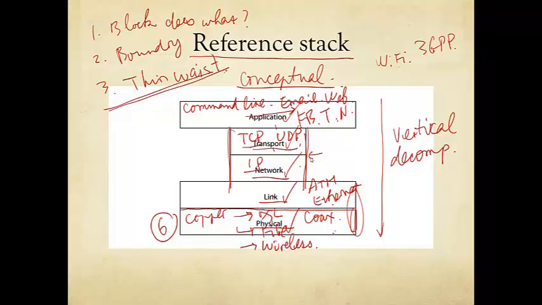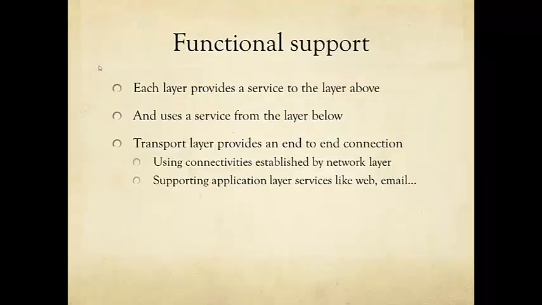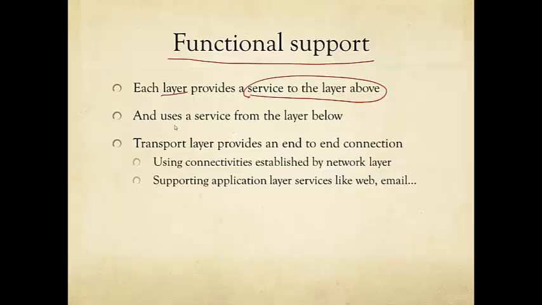Now let's go back to questions 1 and 2. What does each block do, and what is the meaning of this boundary? Each block provides basically the following kind of functional support. Each layer, each block, provides a service to the layer above it, and in turn uses a service from the layer below it. For example, layer 4, the transport layer in the reference model, provides an end-to-end connection.